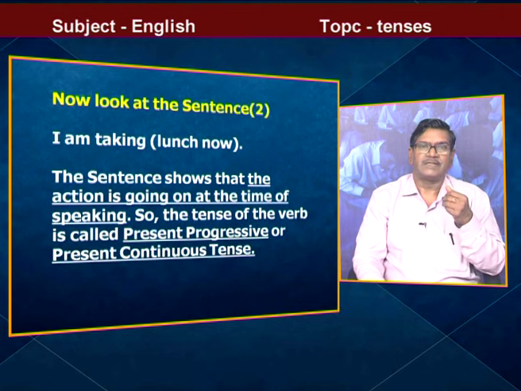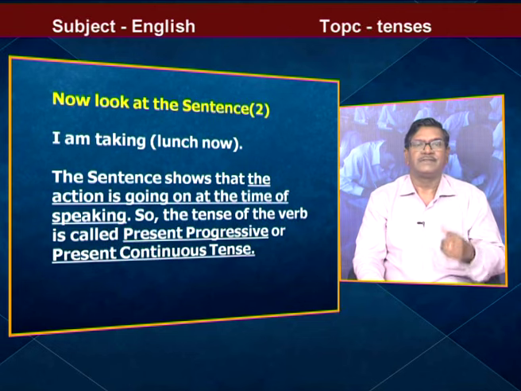Look at the third sentence, I have taken lunch just now. Here the sentence shows that the action has just been completed or perfected. That's why the tense of the verb is called present perfect tense.